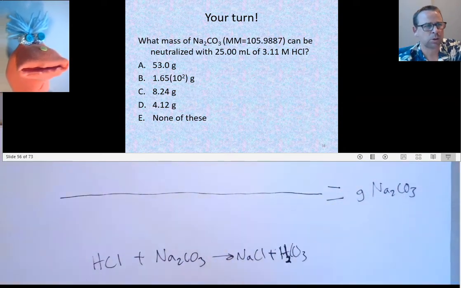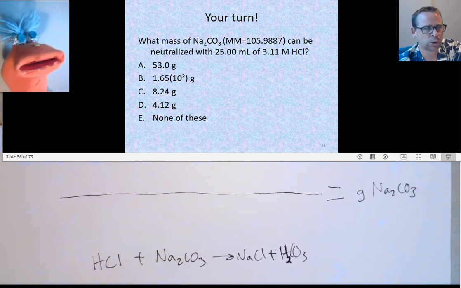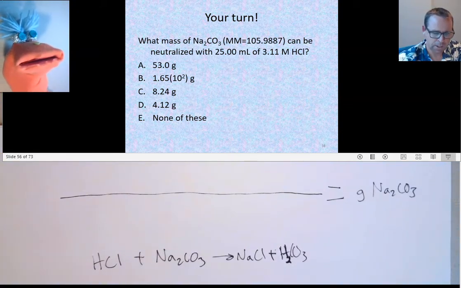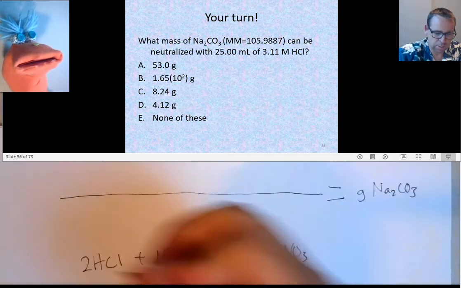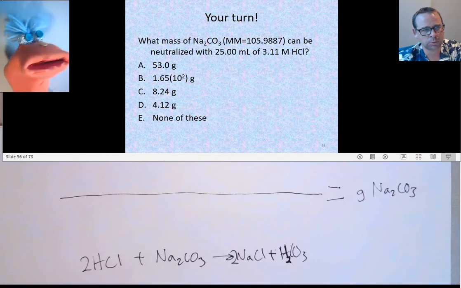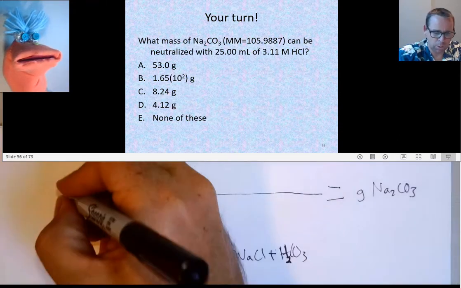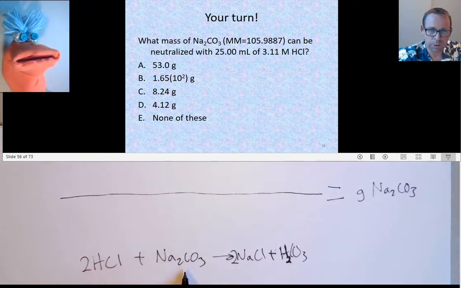How did you know it was 2? Because hydrogen is a +1 and the carbonate is a -2 charge. Very good. Okay, so now balancing the equation. I should have let you do that, but can you see that? Yeah, I see that. We did this one before. So now I can relate my moles of HCl to moles of sodium carbonate. It's a 2-to-1 ratio, right?